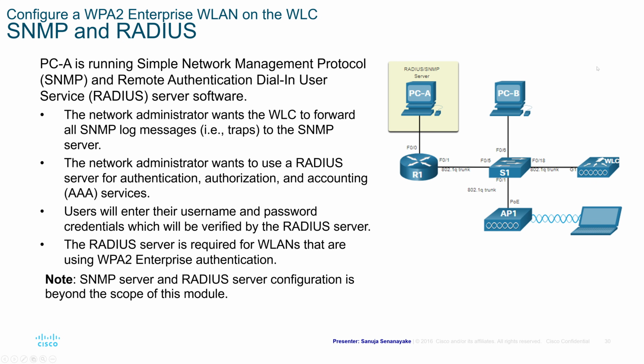Please remember this network diagram on the right-hand side, with the PC-A having the RADIUS and SNMP server, and the PC-B and the wireless device that is connecting to the network through Switch 1, and the WLC and router configuration. Basically, this network diagram is what we will use for the next few slides in the setup of our WPA2 Enterprise.